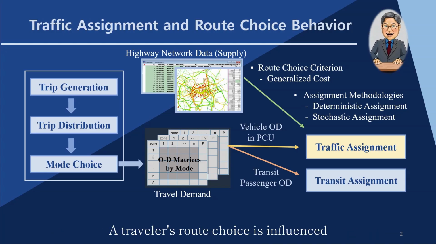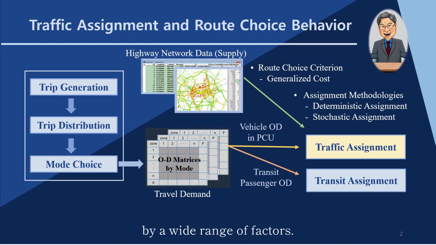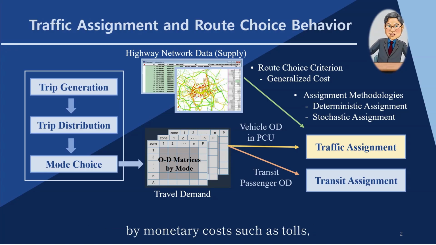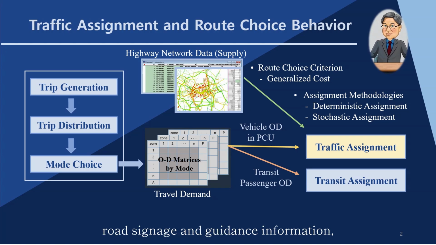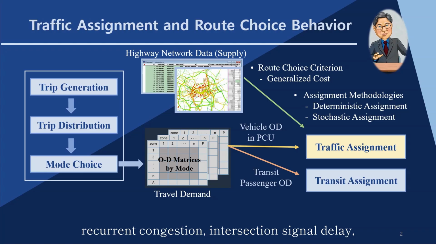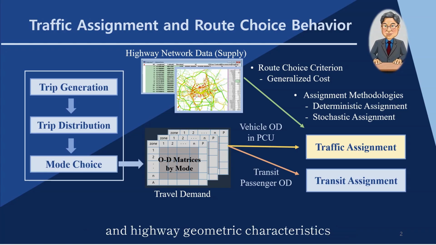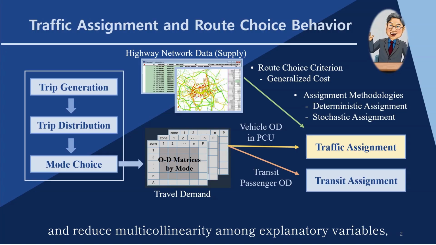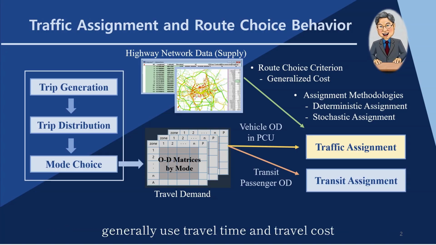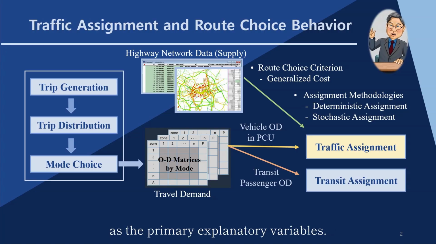A traveler's route choice is influenced by a wide range of factors. In addition to travel distance and travel time, route choices are affected by monetary costs such as tolls, road signage and guidance information, individually perceived route information, recurrent congestion, intersection signal delay, and highway geometric characteristics that may influence driving risk. However, to improve analytical efficiency and reduce multicollinearity among explanatory variables, practical applications generally use travel time and travel cost as the primary explanatory variables.